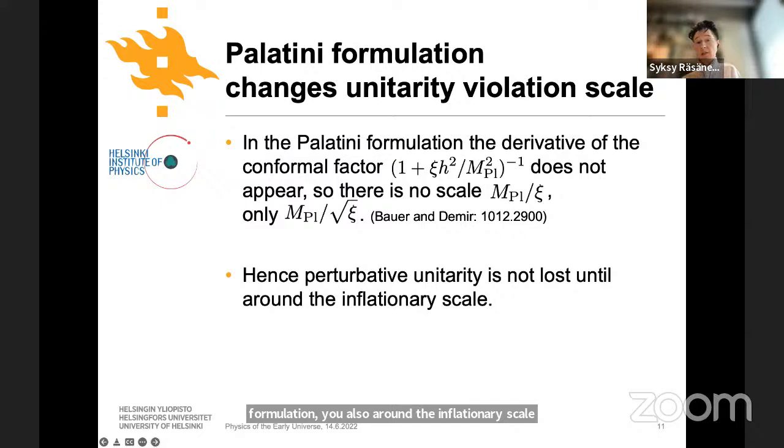Nevertheless, because the cutoff is around the electroweak vacuum, you should say, okay, maybe there is something in physics around M Planck provided by Xi, or maybe some strong coupling artifacts, which may affect your inflationary predictions. And in the Palatini formulation, the only problem is the loss of perturbative unitarity in first order perturbation theory close to the inflationary scale, which is a bit unnerving.